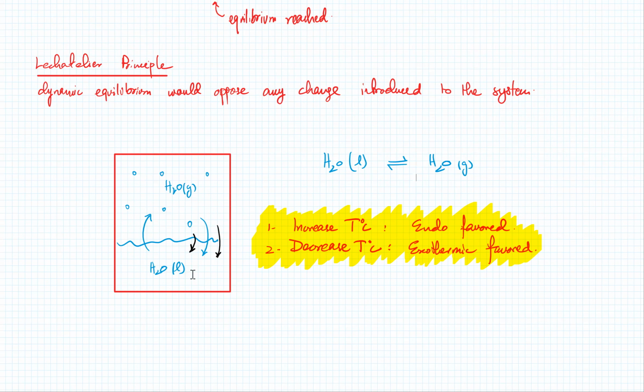So condensation is what type of reaction? It's an exothermic reaction, right? When condensation happens, molecules lose energy, so that means it's an exothermic reaction. So we can make a general rule, which is that whenever you increase temperature, endothermic is favored. Whenever you decrease temperature, the exothermic reaction is favored. If you increase temperature, evaporation would be faster, which takes in energy, so endothermic is a lot faster. Clear? Yes, sir.